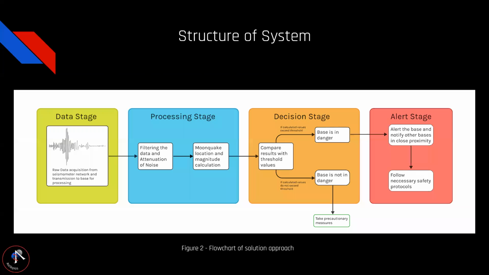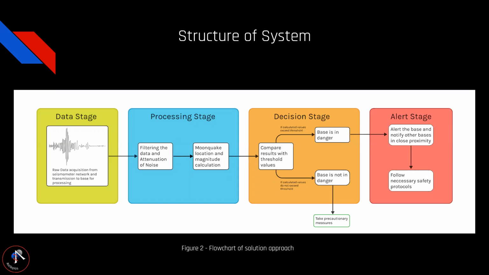All right, so as you can see, this is the basic structure of our system. The first stage is the data stage, in which we acquire the raw data from the seismometer network, which is set up around the base. Then it is sent into the processing stage, which has two subparts. In the first part, we filter the data and remove any presence of noise. And then we calculate the magnitude of the moonquake and the location of the epicenter.